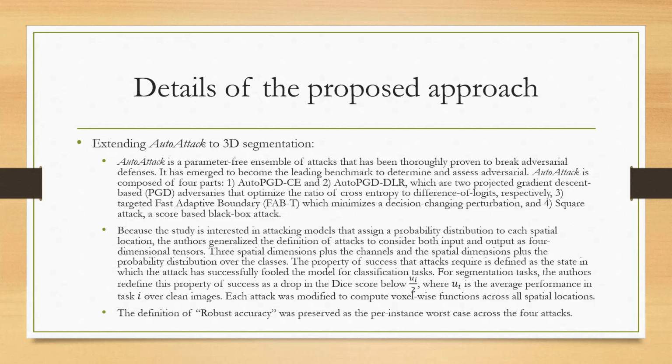For the attacks to succeed, success is actually defined as whichever state that the model has been tricked or fooled by the attack when it comes to classification tasks. But with segmentation tasks, the authors redefined success as some drop in the dice score below half of the average performance in the ith task over clean images.